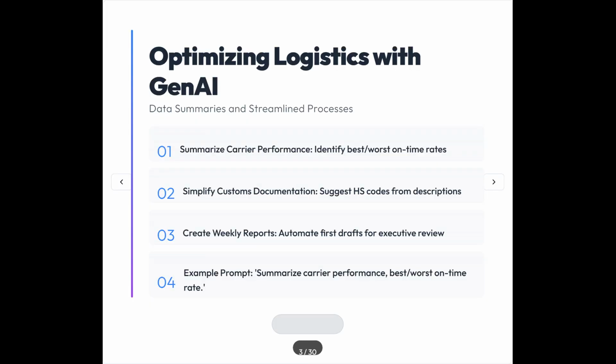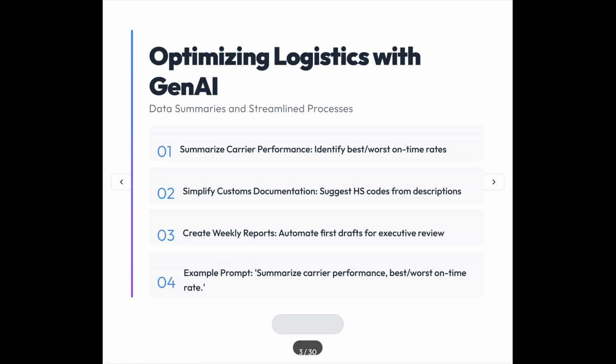You need to know how your carriers are performing, but you don't always have time to dig through spreadsheets. You can feed performance data to a GenAI and ask for simple summaries. For example, analyze this carrier performance data. Which carrier had the best on-time delivery rate last month, and which had the worst? Present the answer as a simple list.